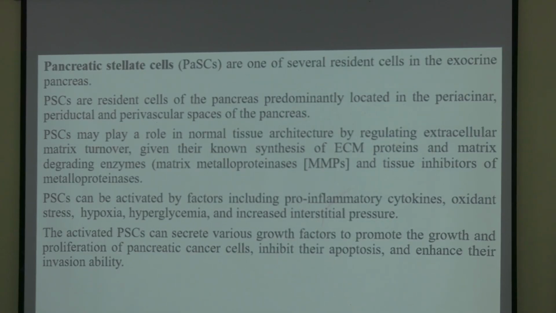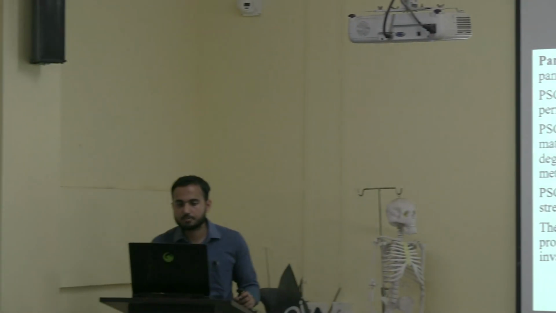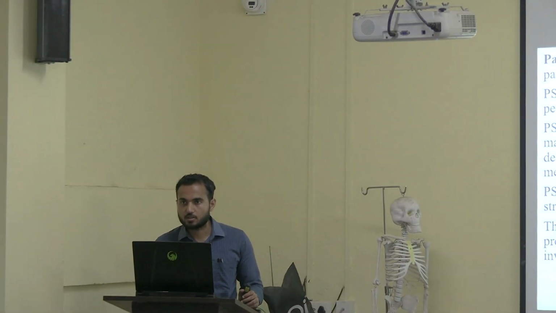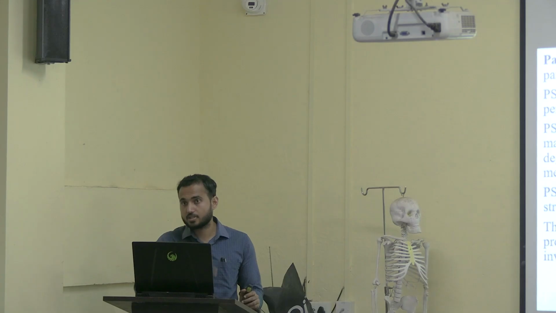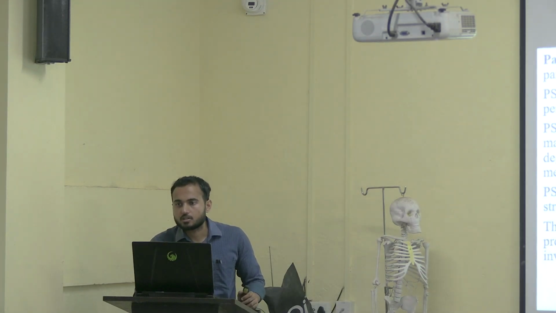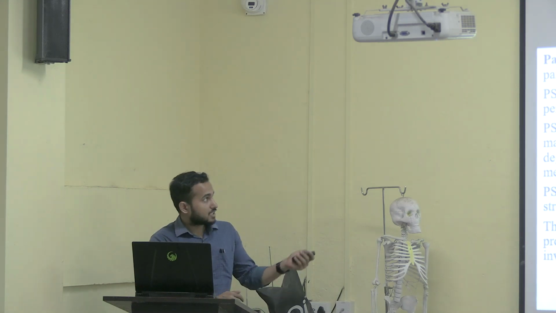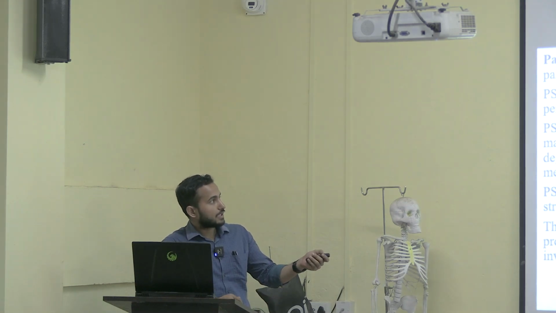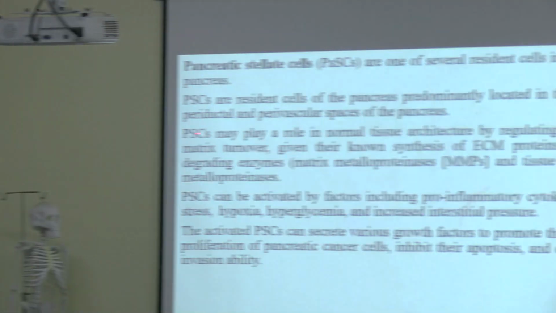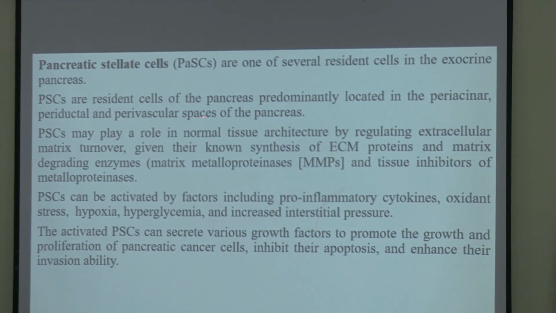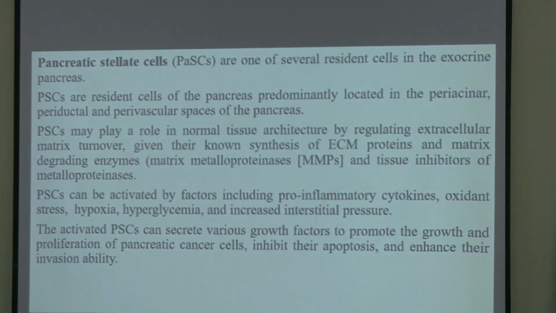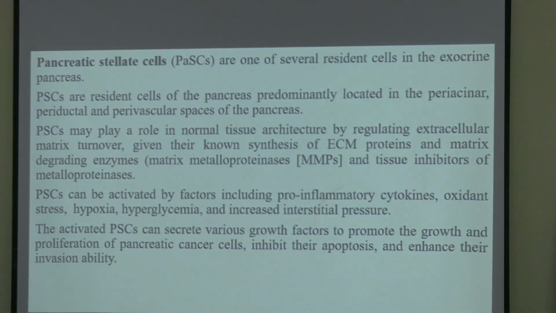Next, another important type of cells which are present in the pancreas are called pancreatic stellate cells. Have you studied this one in biochemistry? Not yet. So pancreatic stellate cells are predominantly located in the pre-acinar, preductal and prevascular spaces of the pancreas. Stellate cell liver में भी रहता है. Last time we have discussed.